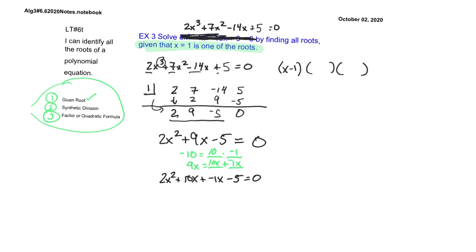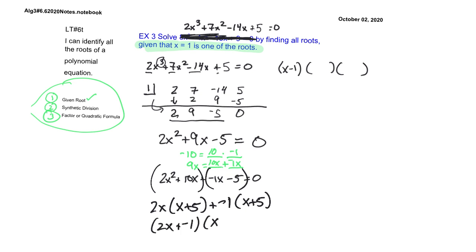Give myself a little more room. Now we do grouping. 2x, x plus 5. I'm going to take out a negative 1 here, so I get x plus 5. And there we have it. I have 2x plus negative 1 and x plus 5. So I now have my 3 factors.